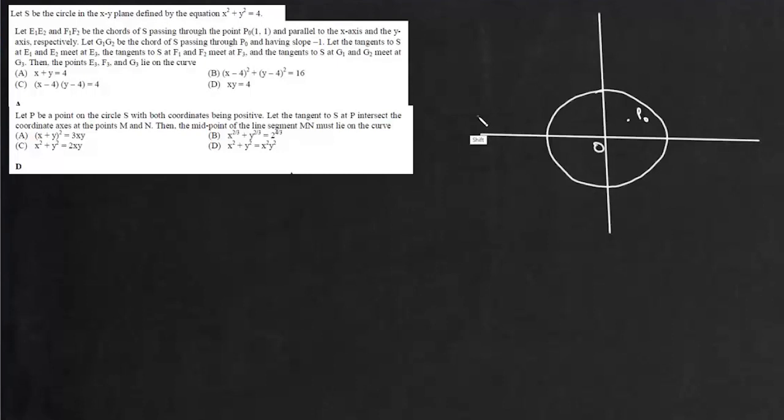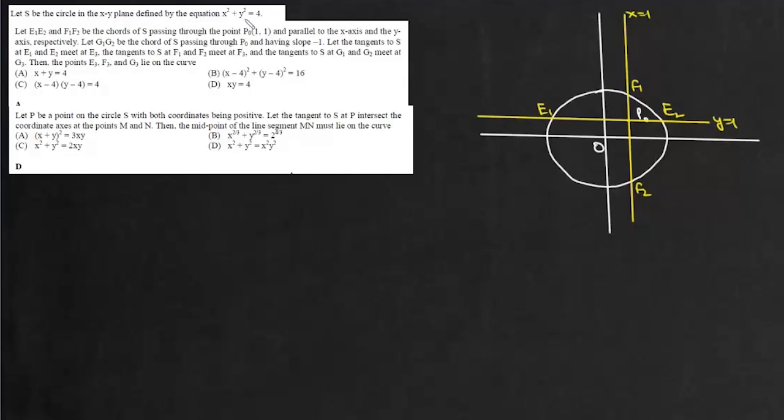Then a line passing through P0 parallel to the x-axis, and a line passing through P0 parallel to the y-axis. So this is E1, E2 and this point is F1 and this other point is F2. Now this line is y equals 1 and this is the line x equals 1.